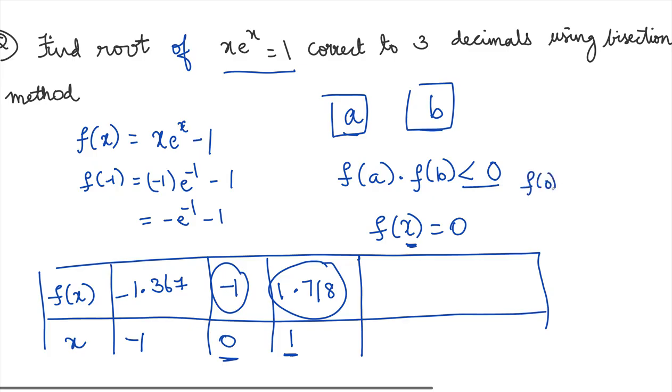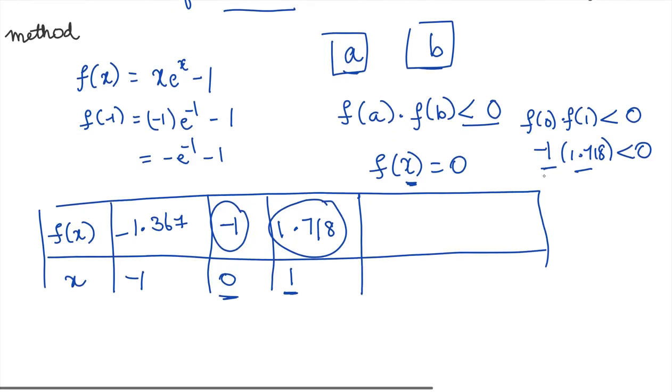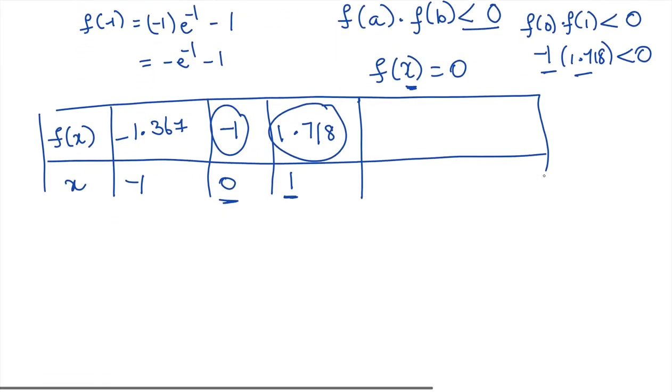f of 0 into f of 1 is less than 0, because f of 0 is minus 1 and f of 1 is 1.718. It will be less than 0. So we know that f of 0 into f of 1 is less than 0. So our interval is 0 and 1. Now let's go back to the question. So now we have got the interval.